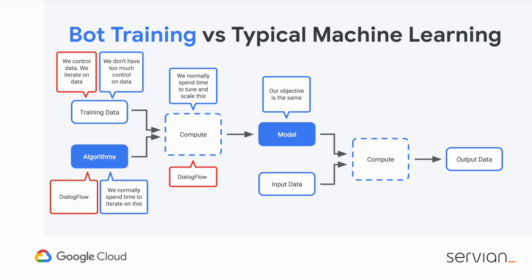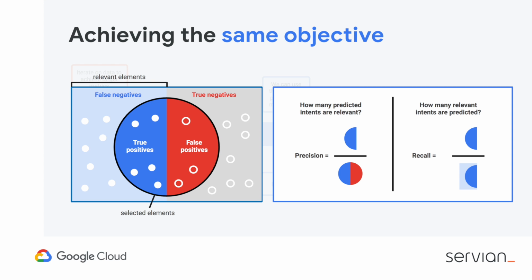And then we have to take care of the model. But the objective is actually very much the same between the two of them. Now, when we say the objective, it really comes down to the typical machine learning objectives. In this case, I'll take intent classification, for example.